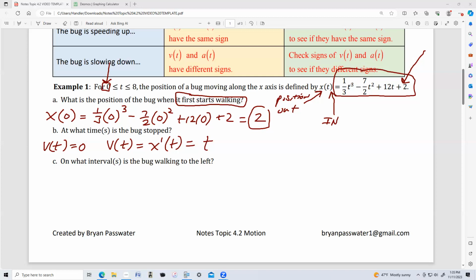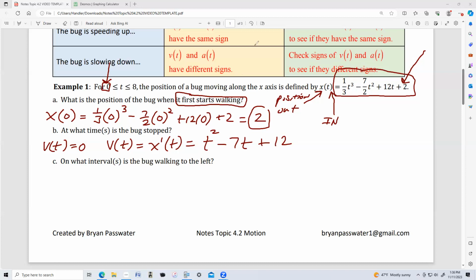You always subtract a degree. So that would be down to degree 2. Minus 7/2 times the exponent 2. 7/2 times 2 is 7t, and again, you lose 1 from the exponent or lose a degree. So that would be down to degree 1, which is implied. Plus the derivative of 12t is just the coefficient 12. And finally, the derivative of 2, which is a constant, is 0.